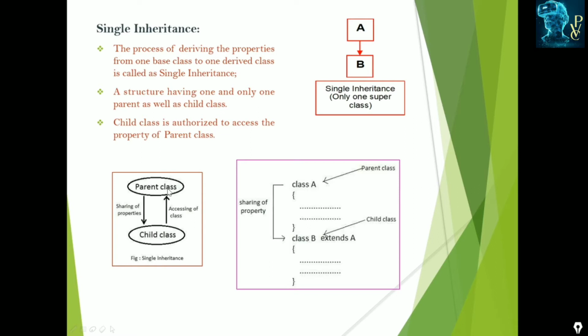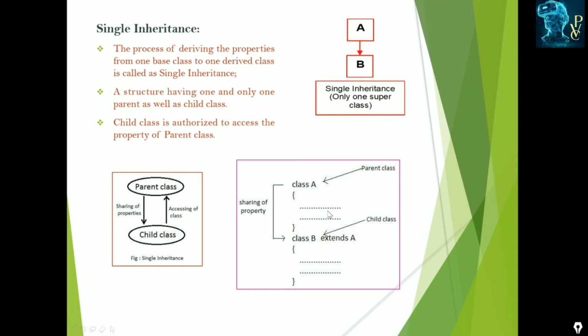Here A is the old class which is extended by B. Meaning A can share its own properties, meaning variables and methods, with the new class B. So here we have only one superclass and only one subclass, only one parent class and only one child class, or only one base class and only one derived class. This is called single inheritance.